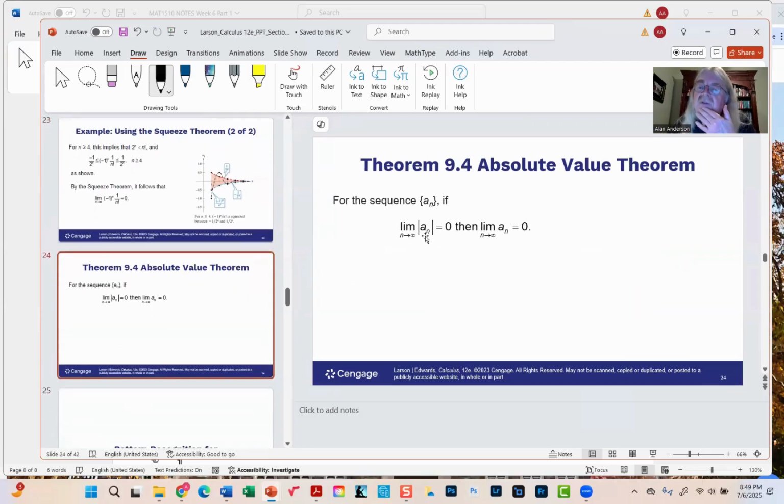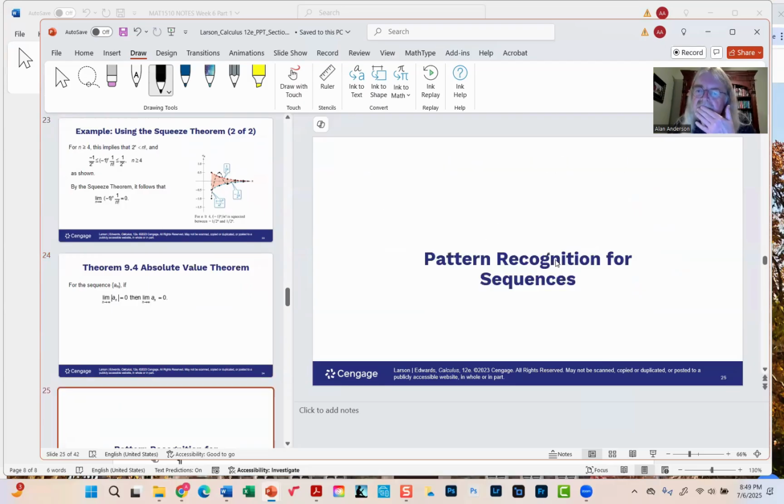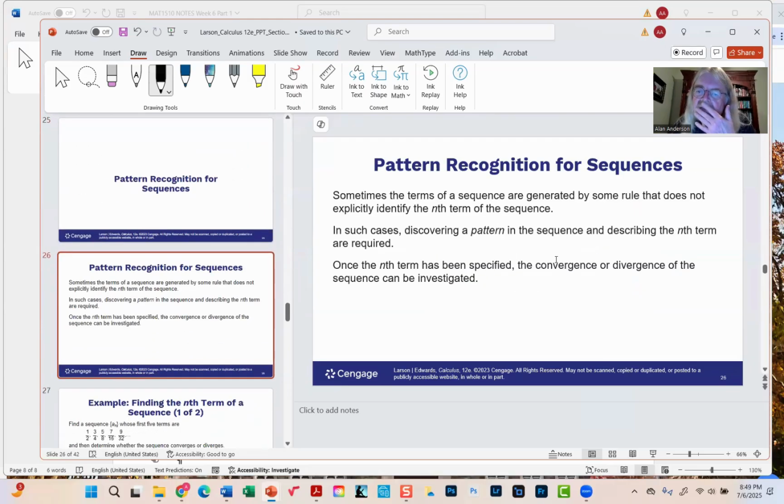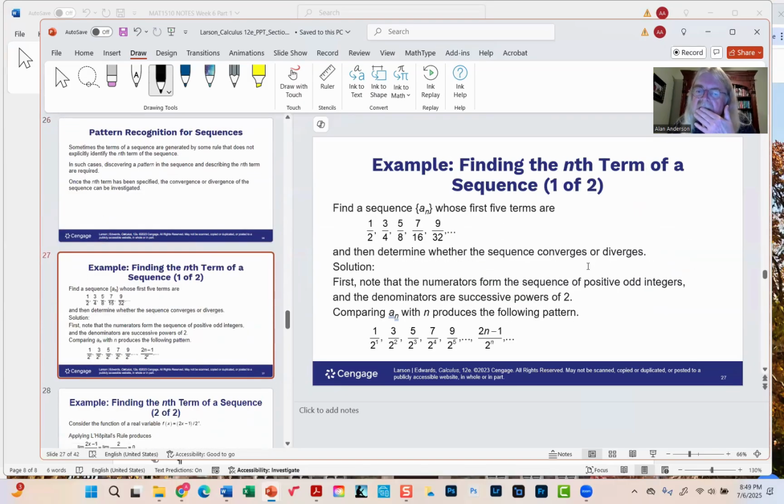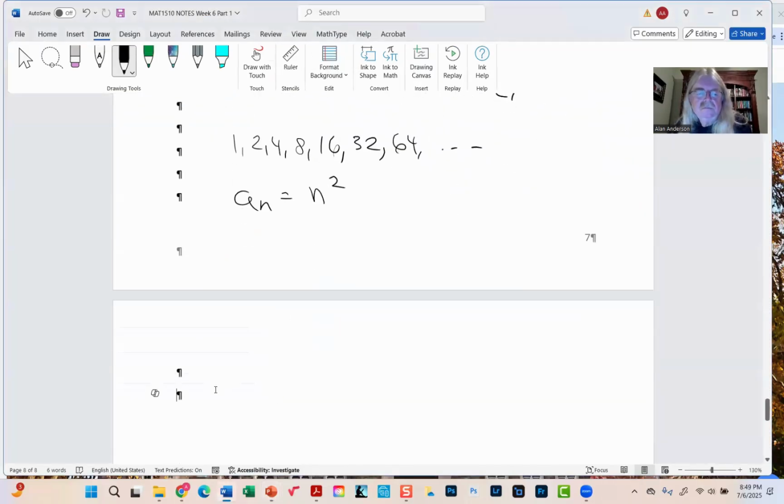And here we can see that absolute value is not changing anything. These two both have a limit of zero. All right, now here we go. We have one where we're looking for a pattern. And it looks like the pattern here is 2 to the n minus 1 over 2 to the n. Fine.